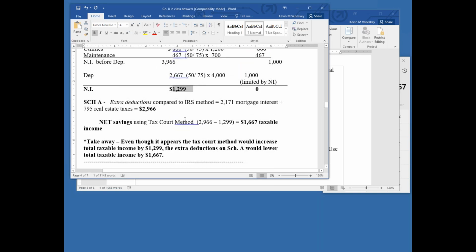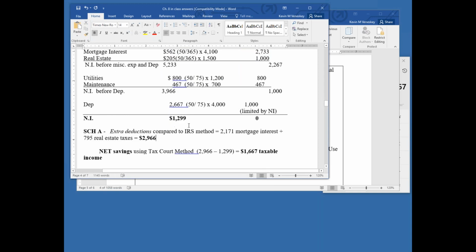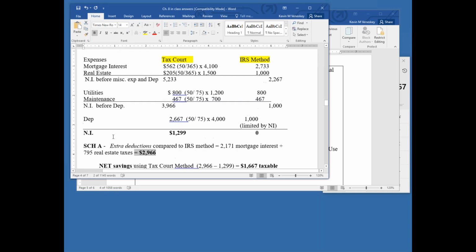Here, yeah, I have a net income, but when it averages out, it works out okay. Because even though I have more income in my Schedule E, I have a lot more deductions that I can take on Schedule A. An extra $21.71 and an extra $7.95 that I wouldn't have gotten to use otherwise. And that $21.71, how I got that is I took the difference from what I was using to what I am using now with the tax court method. So that's an extra $21.71 that I'm getting to use that I wouldn't have otherwise.